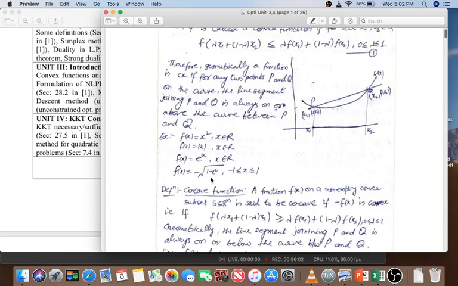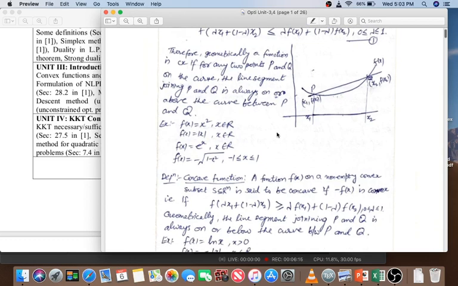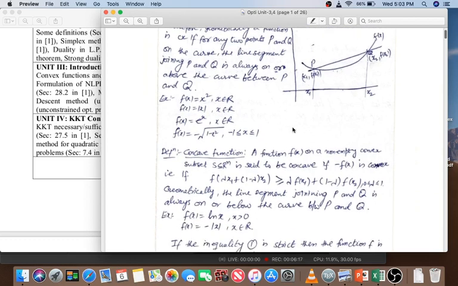f(x) = -√(1 - x²). If you see, it is representing a semicircle where x lies between -1 and +1. So it is the lower semicircle, so it is always convex. Concave function, of course, is just the reverse of the convex.